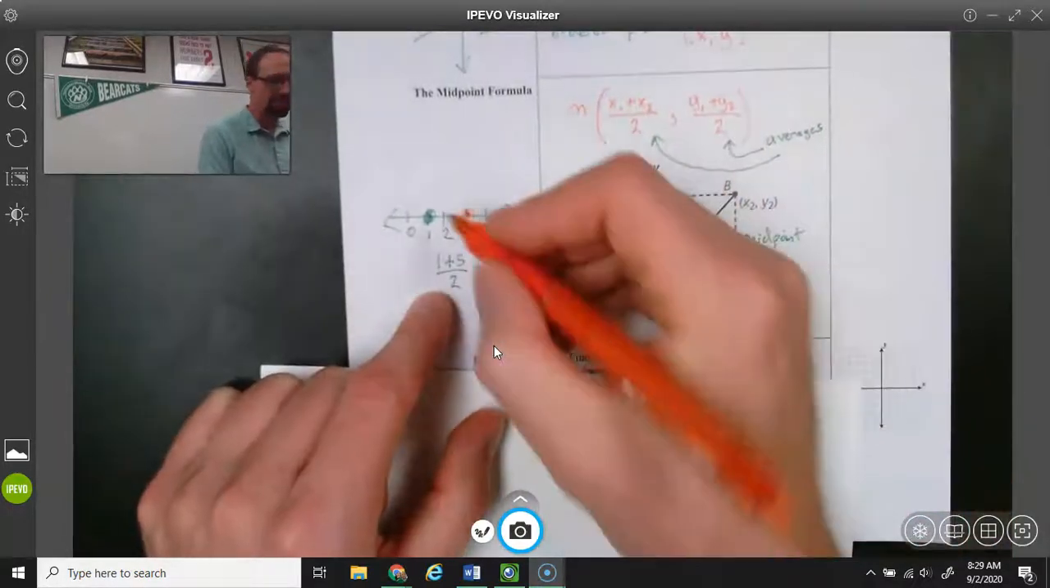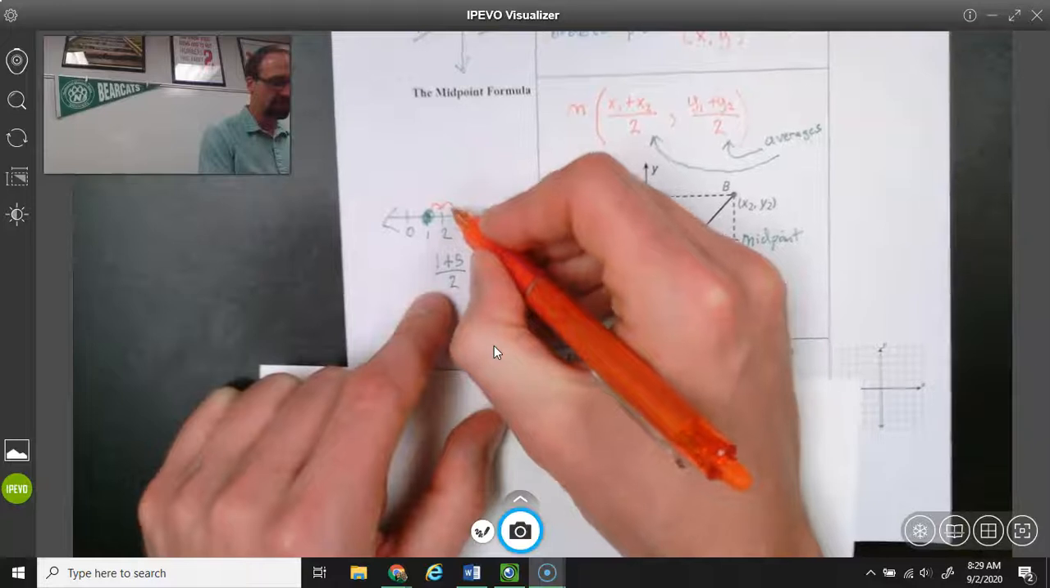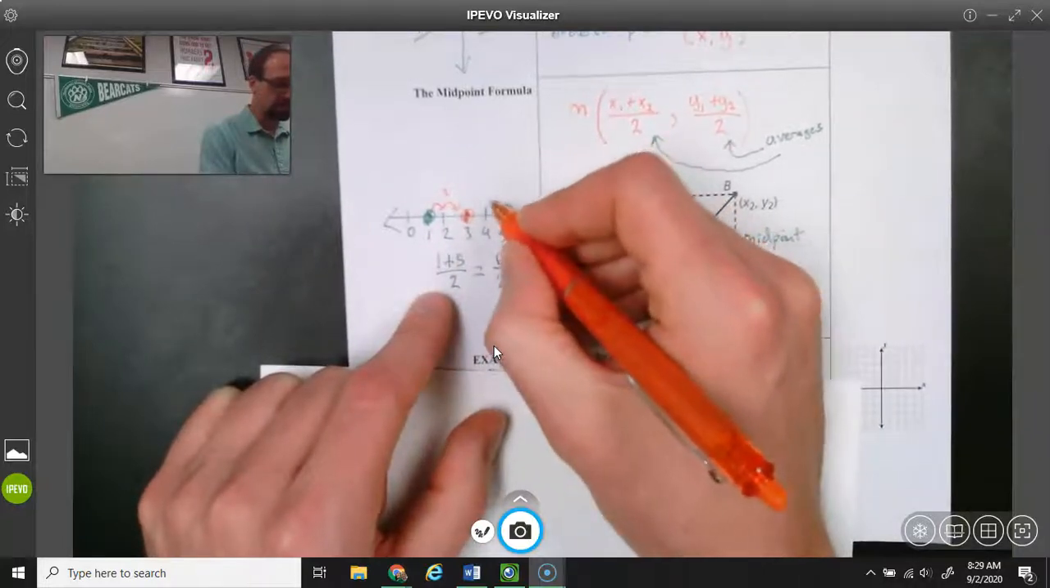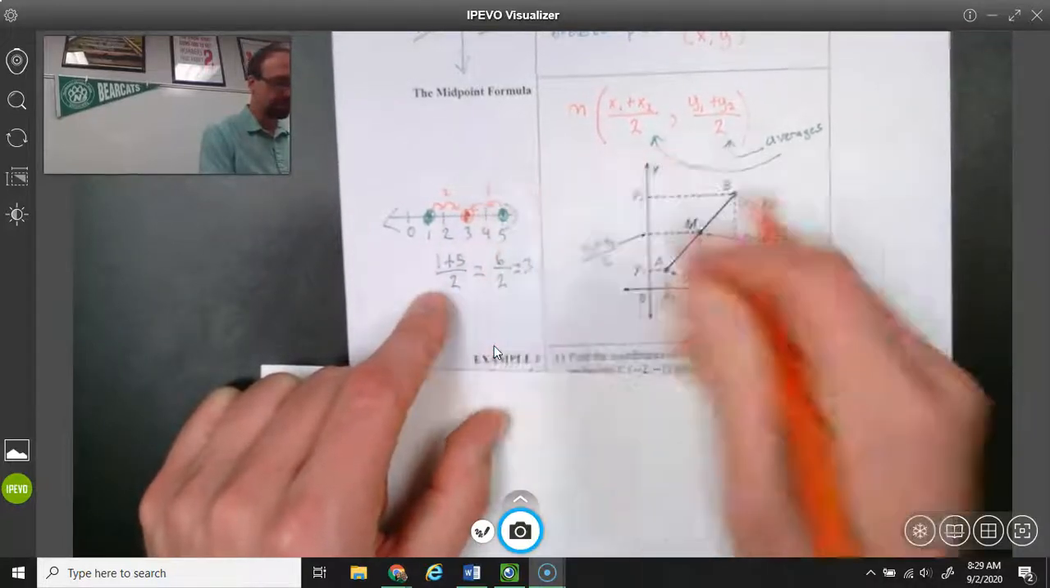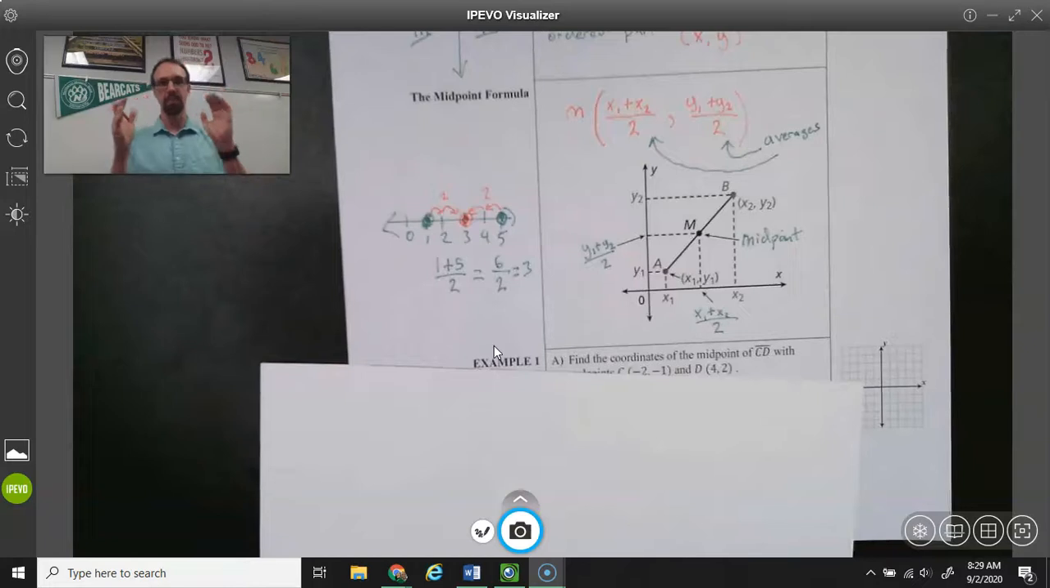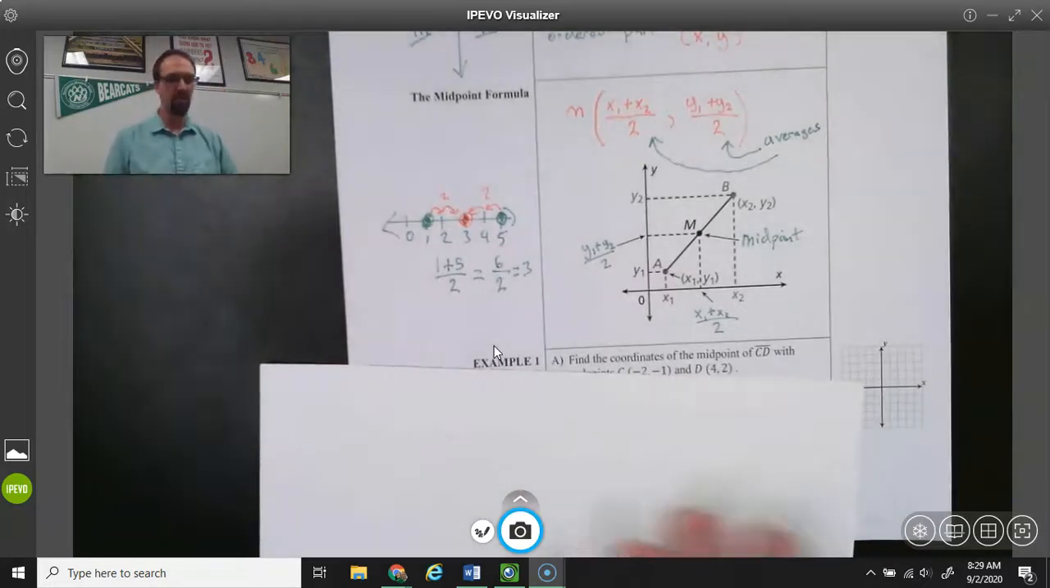And you can count and visually see, this is 2 units away, and then 2 units away. So it's exactly in the middle between those two values. Join me in the next video where I jump to example 1.